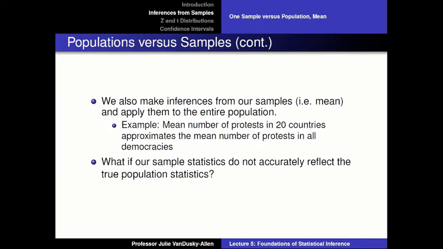When we work with samples, we make inferences from our samples and apply them to the entire population of cases. For example, we might collect data on the number of protests in democracies throughout the world in a year, but only examine 20 democracies. We could assume that the average number of protests in a year in those 20 democracies would be close to the average number of protests in democracies per year in the entire world. However, this could be a problem if our sample statistics do not accurately reflect the true population parameters.